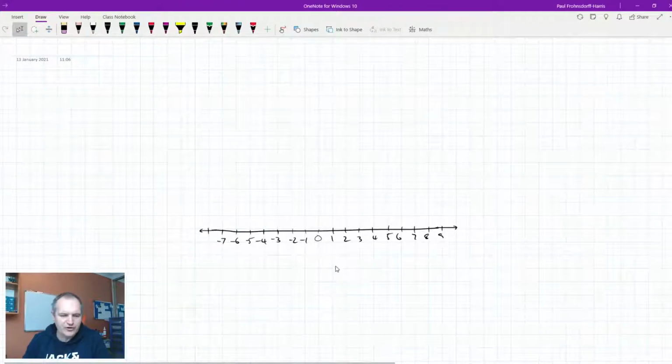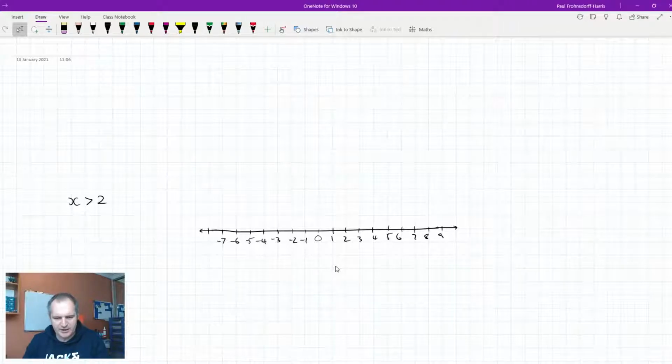So, what about x is greater than 2? Well, I'm going to go to 2. I'm going to put a circle. I'm going to draw a line with an arrow, and it's going to go bigger than. So we're going to carry on up there.